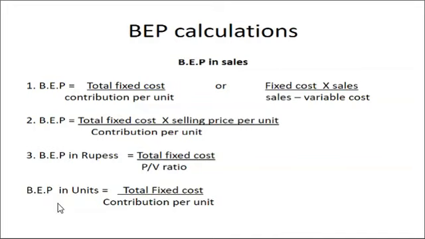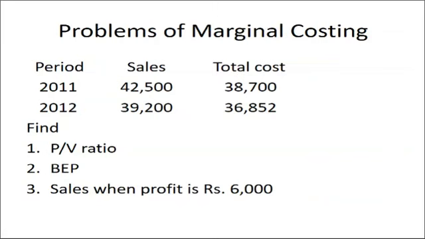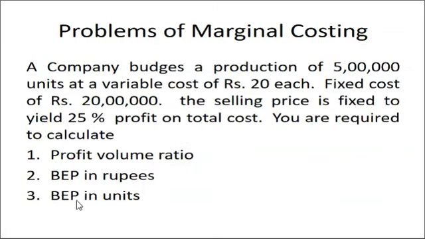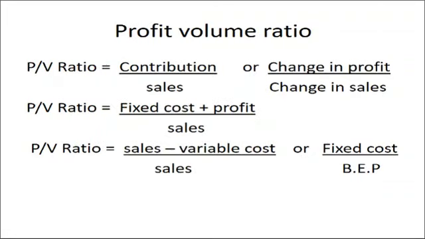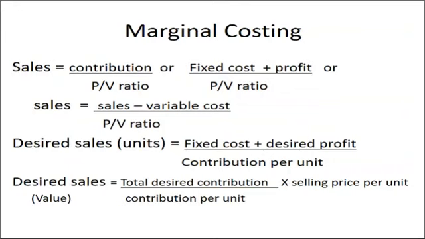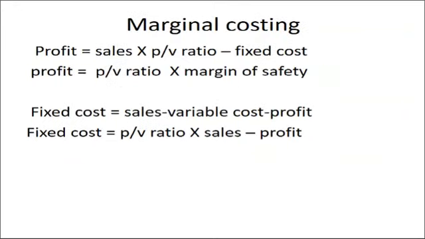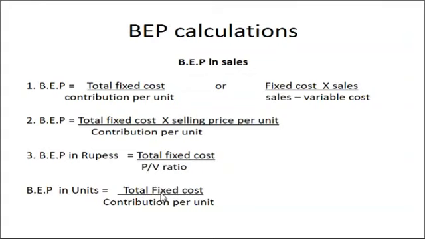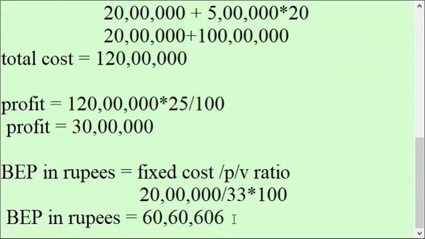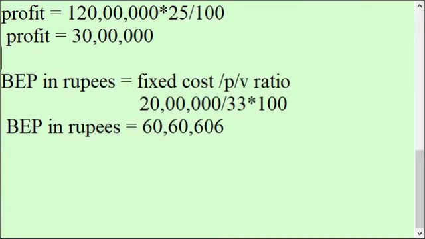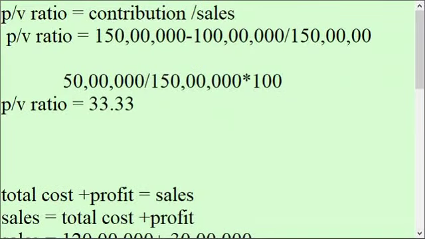Next, what are they asking? Yes, BP in rupees we have calculated, now BP in units. So BP in units formula is equal to total fixed cost divided by contribution per unit. Okay, so here what is the contribution we have calculated? Sales minus variable cost. Yes, 50 lakh. Contribution is 150 lakh minus 100 lakh, that comes to 50 lakh.